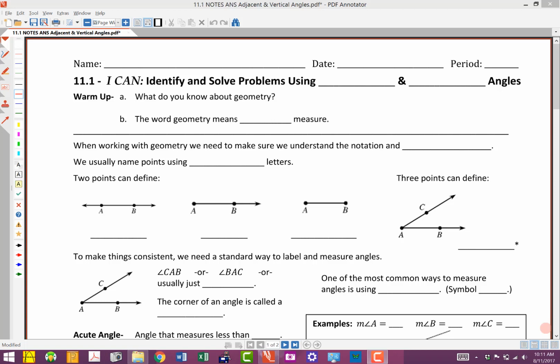Alright, we're going to start a completely new topic in this next unit. So here's the I can statement for section 11.1. I can identify and solve problems using adjacent and vertical angles.